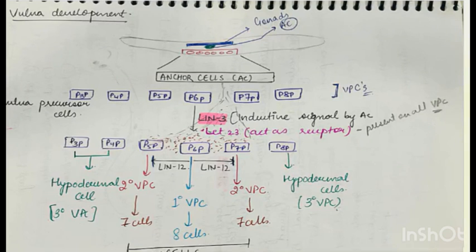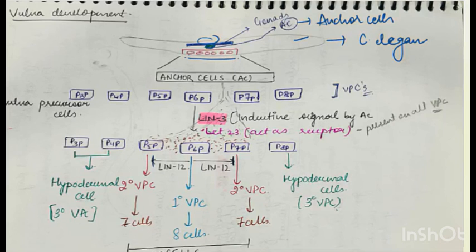Right, see over here. This is your C. elegans. Right, these are your gonads. Under the gonads, we have the presence of anchor cells, that is AC. And below the anchor cells on the opposite side, like we have over here. See, this is anchor cells and these are 6 cells. So we have enlarged this version and kept it over here.